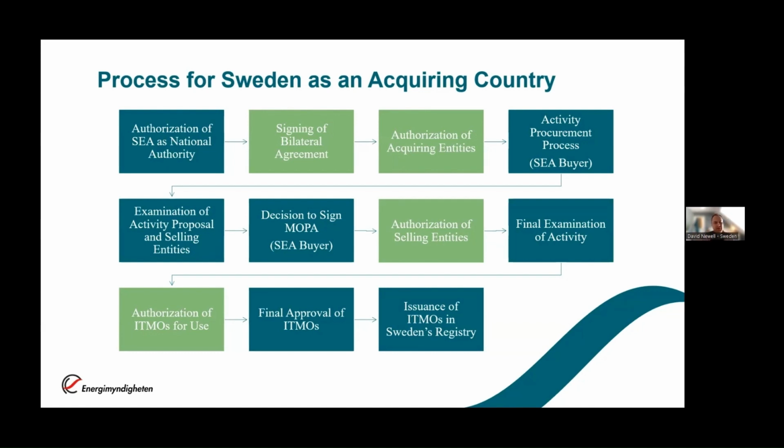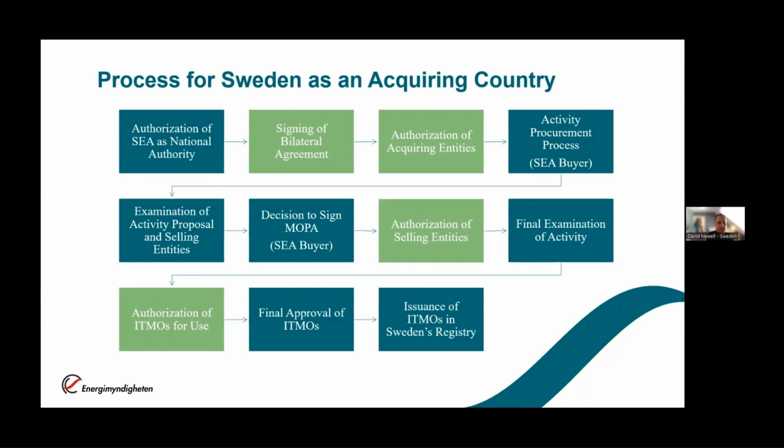The alternative to this is to have an ex post authorization, where you provide perhaps some sort of initial indication of approval of the project, and then the authorization comes after the ITMOs are generated and likely verified. That would be an ex post. This has the advantage, of course, of knowing that the ITMOs that you're authorizing are actually in line with what was intended from the beginning.